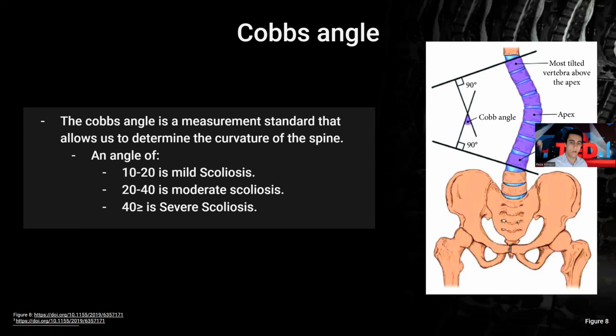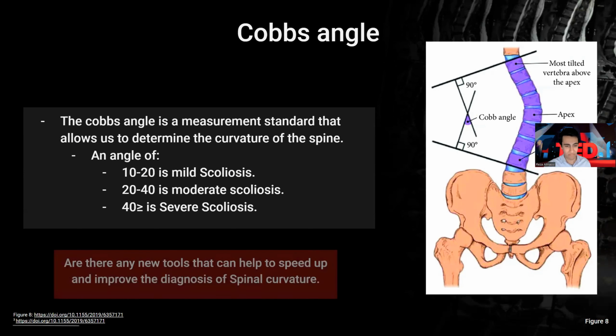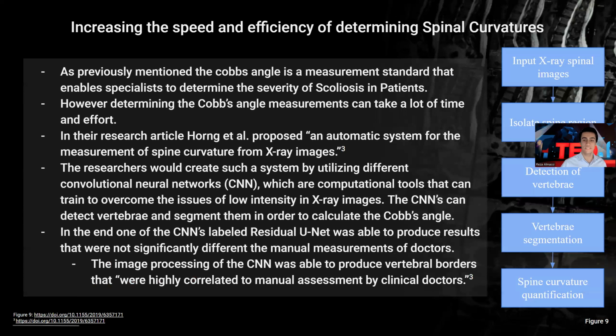The long steps involved in the diagnosing of scoliosis brought me to my next research question. Are there any new tools that can help to speed up and improve the diagnosis of scoliosis, especially in relation to the Cobb's angle? Normally, it would take a lot of time and effort by clinical doctors to outline and measure the Cobb's number. This is because of the difficulties involved in manually outlining vertebrae on X-ray images.